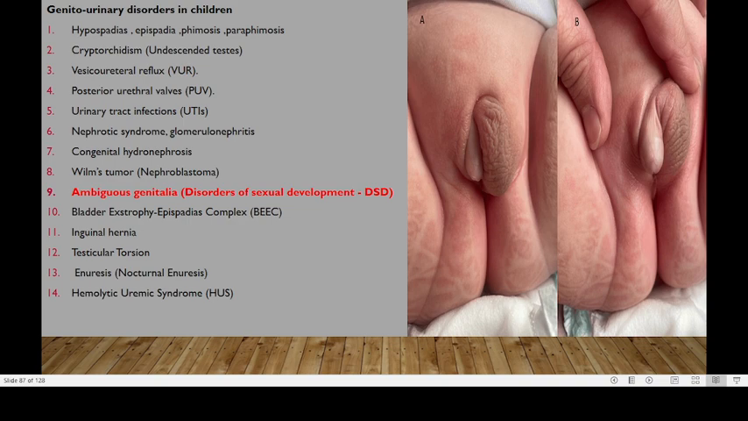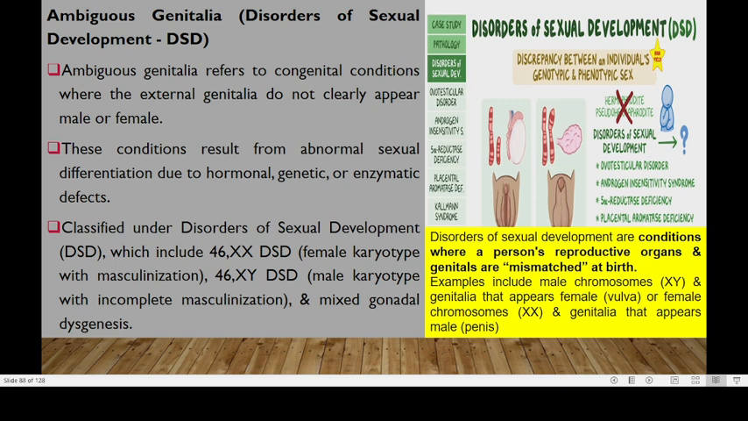The next disorder you're going to look at is ambiguous genitalia. This is one of the disorders of sexual development and is classified under the congenital disorders. Remember, that's what we had mentioned, along with bladder exstrophy. All these are congenital disorders. So to begin with, let's look at ambiguous genitalia.